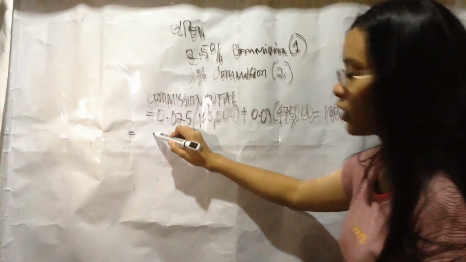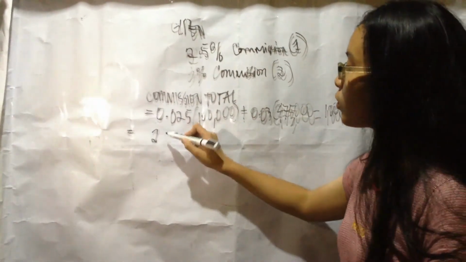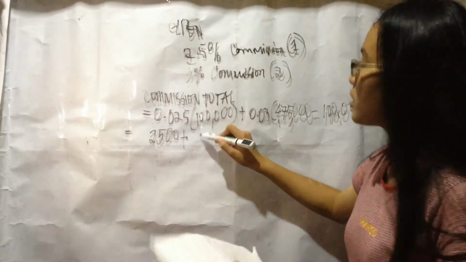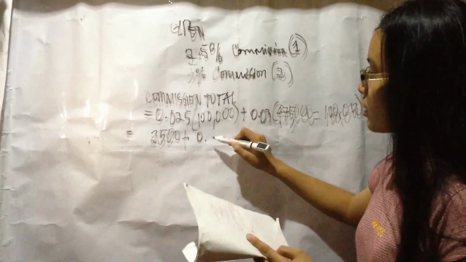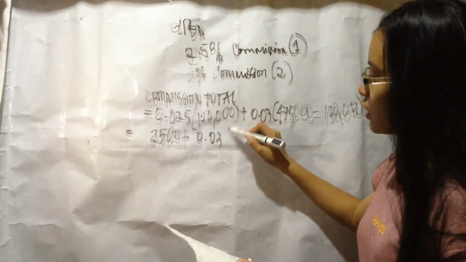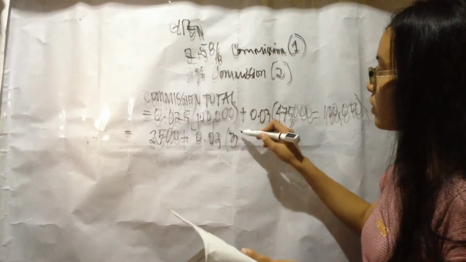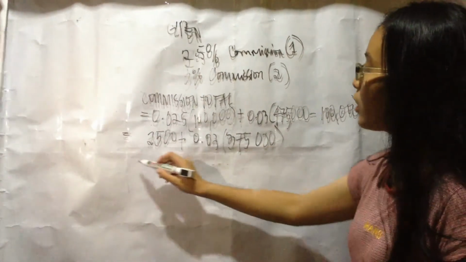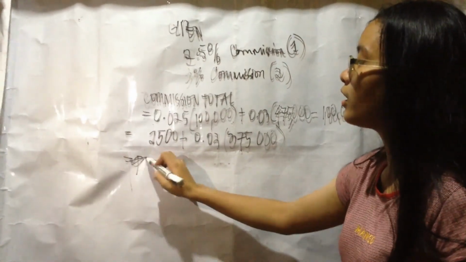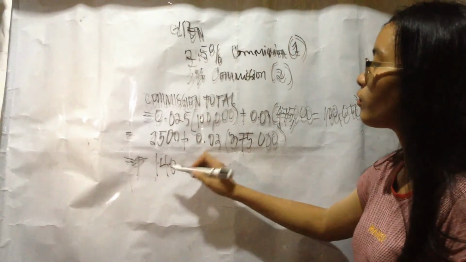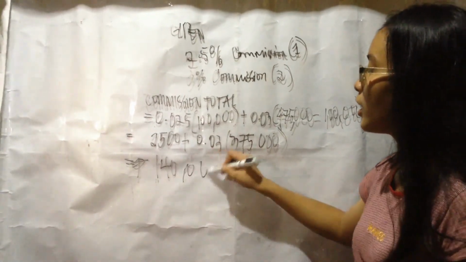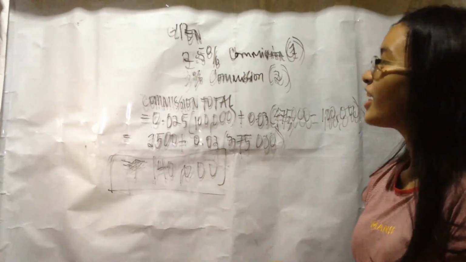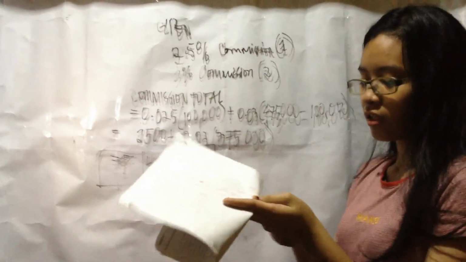So, 2,500 plus 0.03 times 375,000 is equal to 13,750. So here's the commission total of this problem.